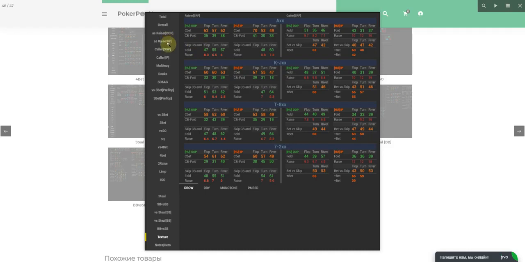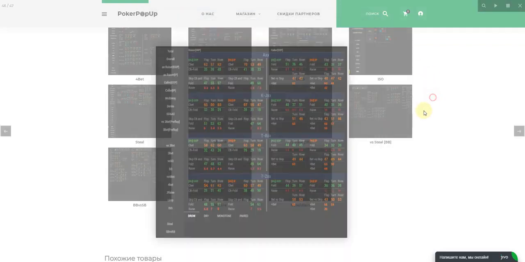and a block about how the player will act on various textures. There are 4 types of boards: dry boards, monotone boards, and paired boards. And here, additionally, for every board type, ace-high boards, king to jack-high boards, 10 to 8-high boards, and 7 to 2-high boards. And we have information about how the player c-bets or folds to a c-bet, or raises a c-bet. And the columns here are marked raiser and caller.